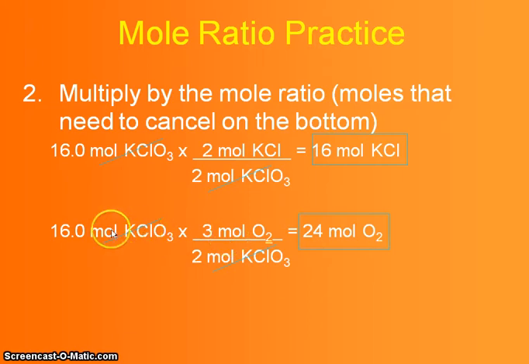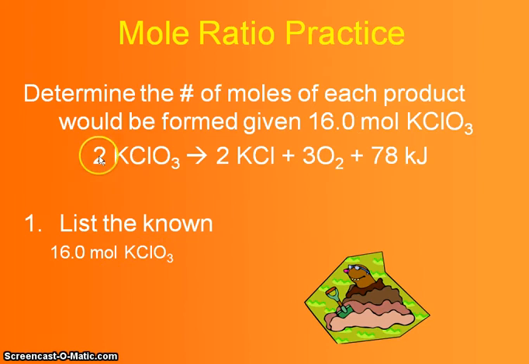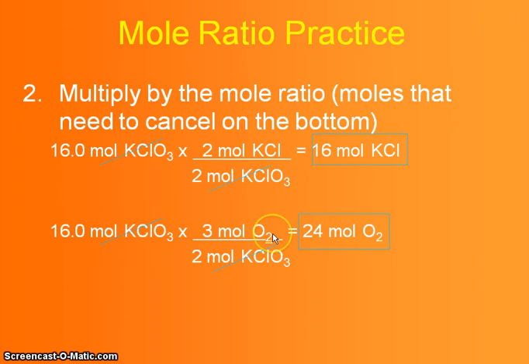Now I'm also going to do the same thing with my other product because it asked for both. In this one, I'm still setting it up with my known information, but my ratio is going to be different. It's the ratio between the reactant and the O2, so this time it's going to be 2:3. I want my 3 moles of oxygen on the top and the 2 moles of KClO3 on the bottom. When I multiply across and divide by the bottom, the moles of KClO3 get canceled, and that tells me that I can make 24 moles of oxygen.